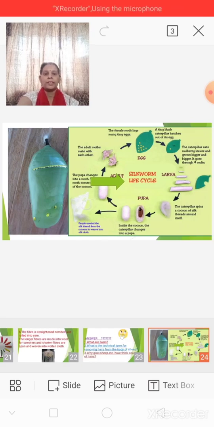Here again you can see it is talking about the silkworm's life cycle, but today we are not going to go with this topic. We will stop over here with the wool, and tomorrow we will start with the silk.